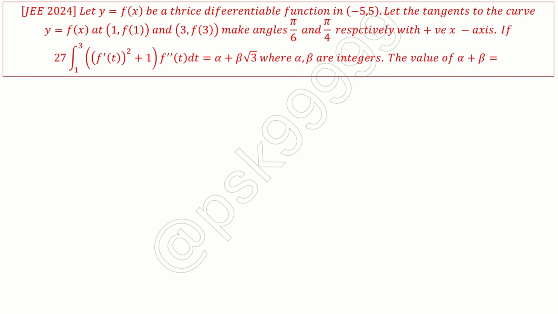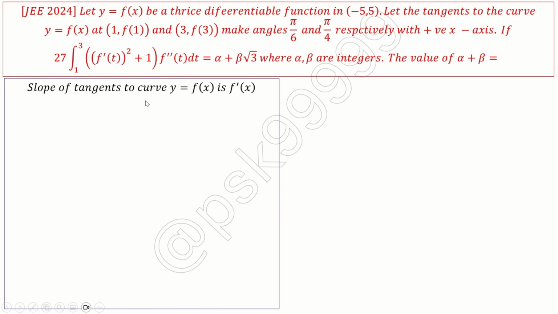So you have y equal to f of x, which is a thrice differentiable function, and in these limits, let the tangents to the curve. What is the tangent to y equal to f of x? dy by dx, which is f dash x. So the tangent f dash x at these points will become f dash 1 and f dash 3, which is tan of pi by 6 and pi by 4. That's it, simple, right? So the slope of tangents to the curve is f dash x.